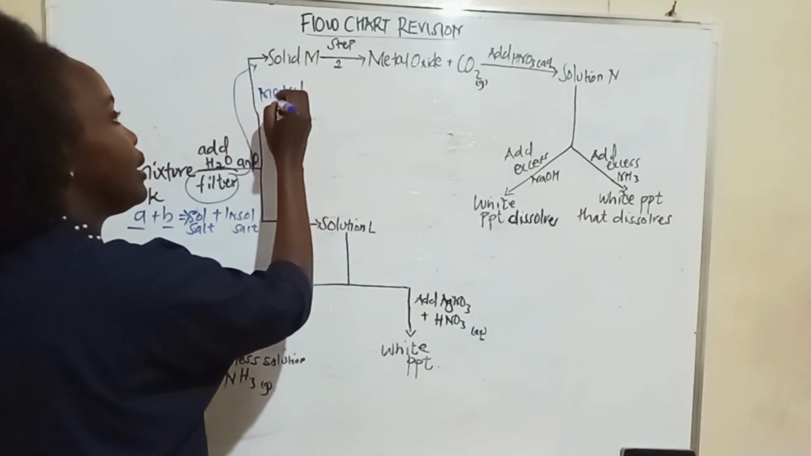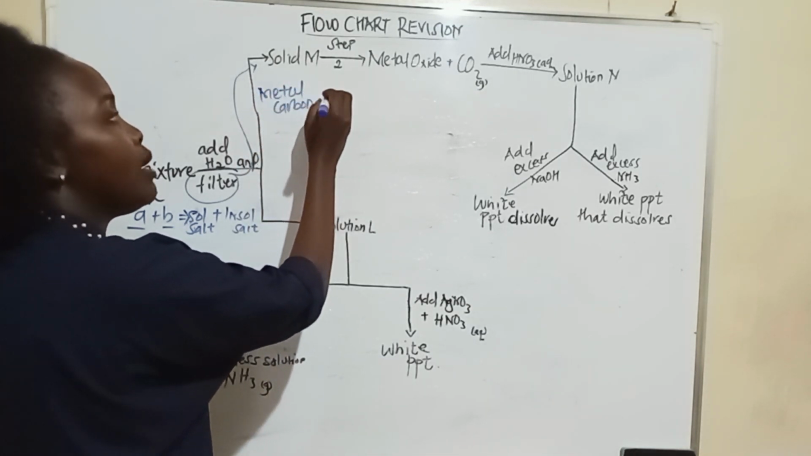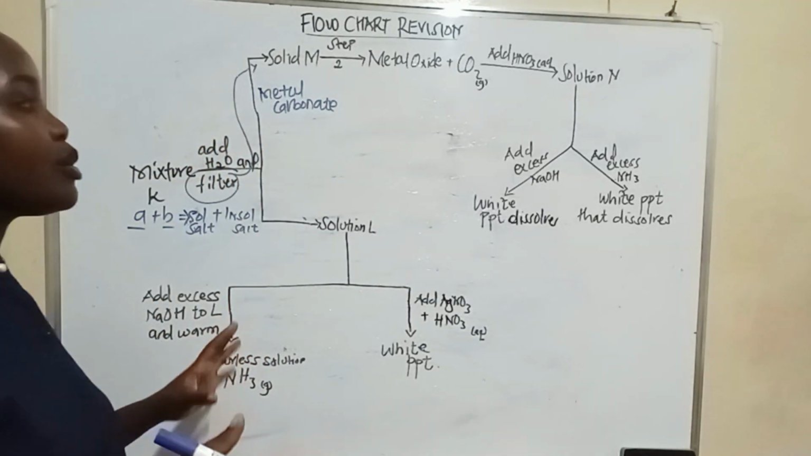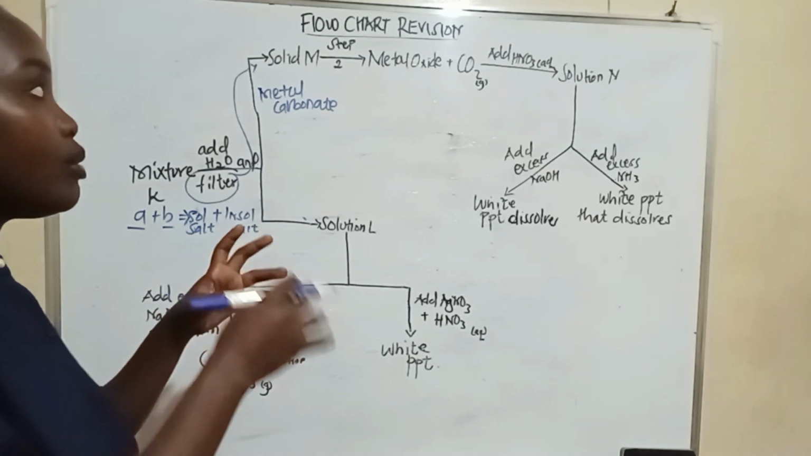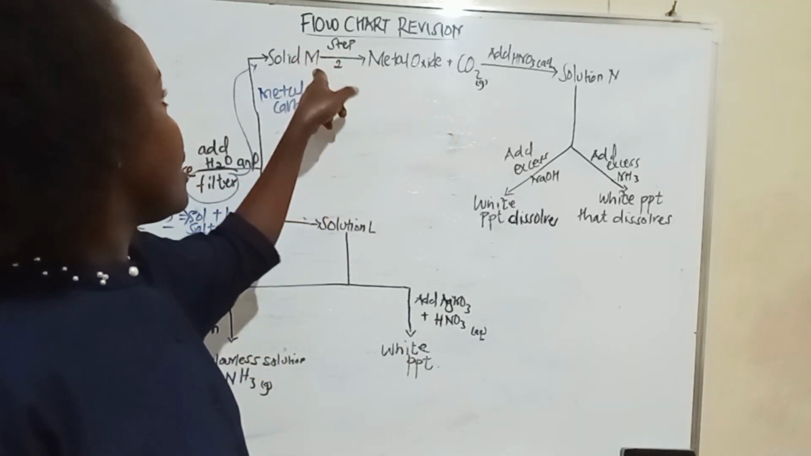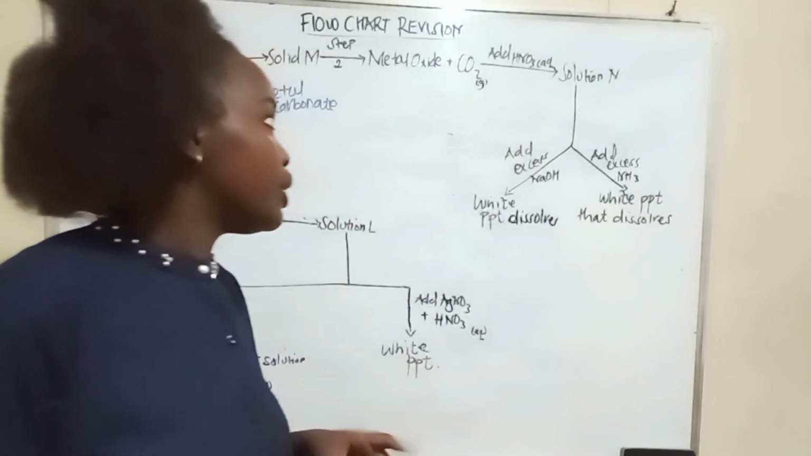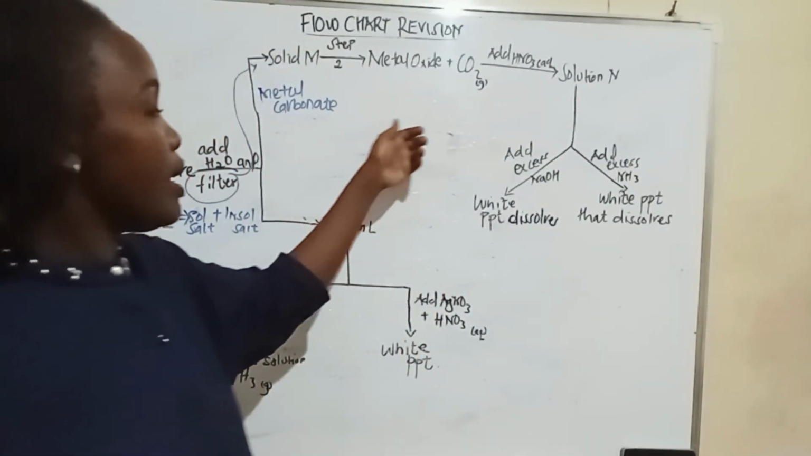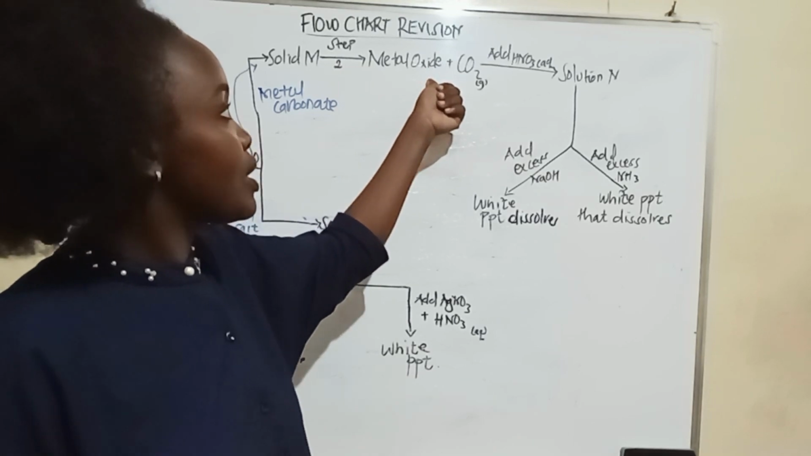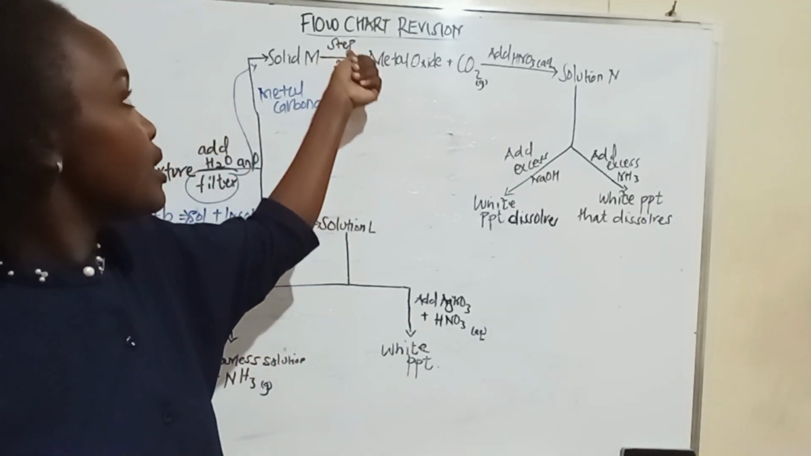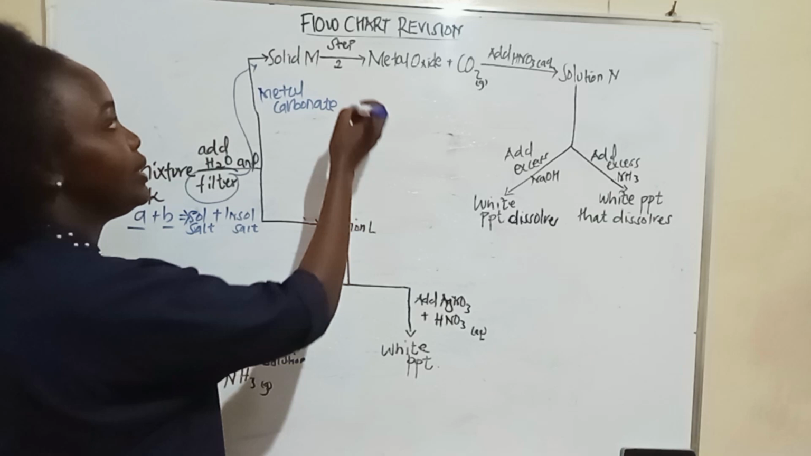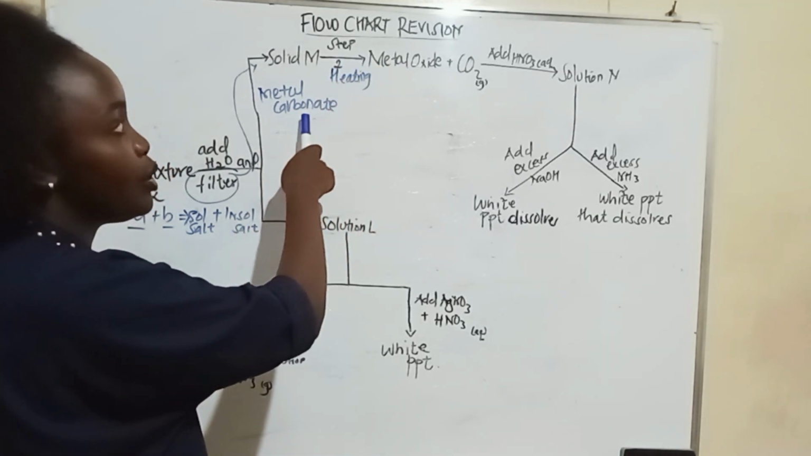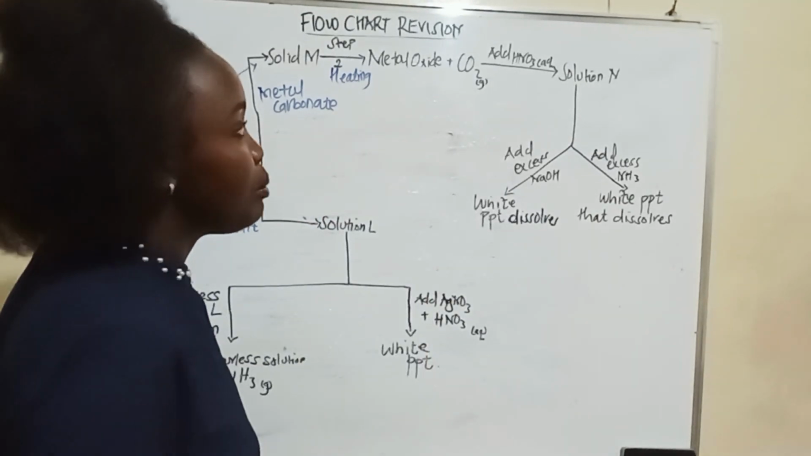So remember all these things, you're writing just using a pencil, so that you can finally come back and write all the equations. So here the hint is that our solid M is a metal carbonate. Now we don't know which metal carbonate it is. So we proceed. You get your metal oxide from the metal carbonate, so step 2 is heating the metal carbonate to give you metal oxide plus carbon 4 oxide.